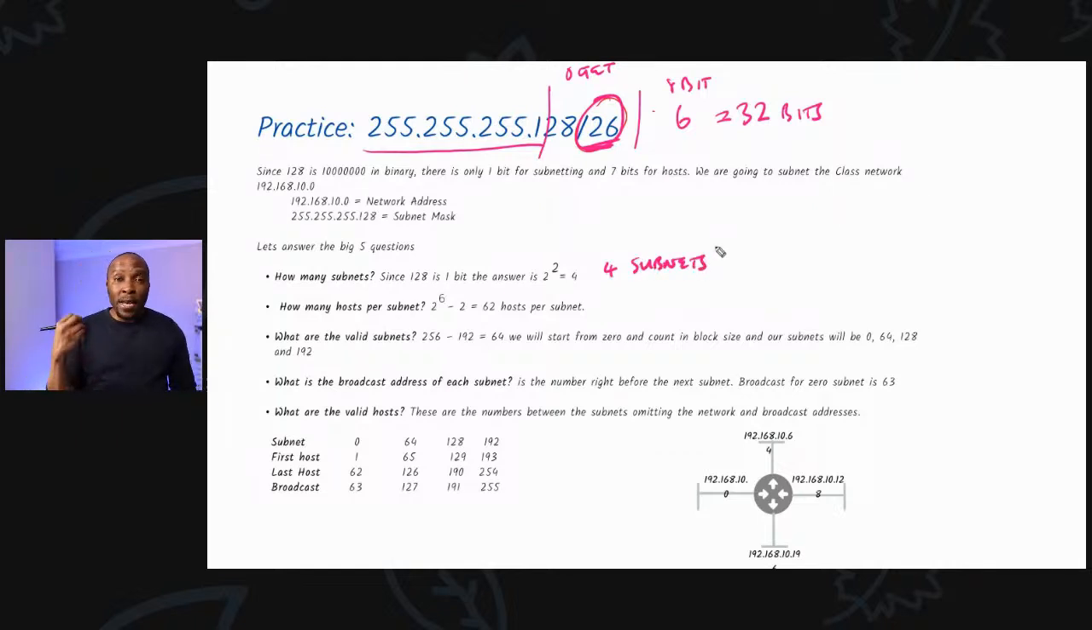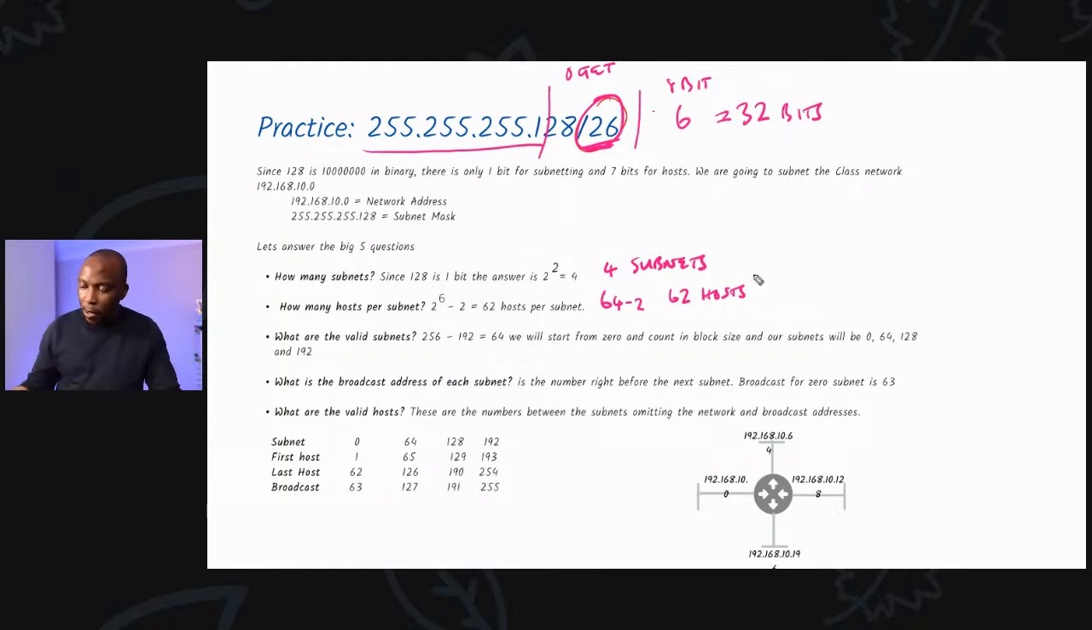And how many hosts can we have per network? Unborrowed bits is 6. So 2 to the power 6 minus 2 is equal to 64 minus 2, which is equal to 62. So we can have 62 hosts per subnet. What are the valid subnets?